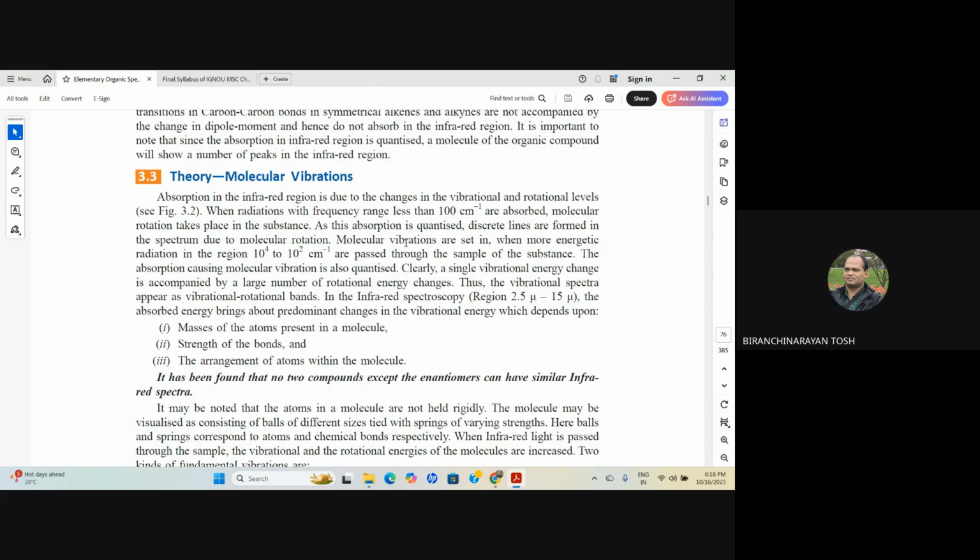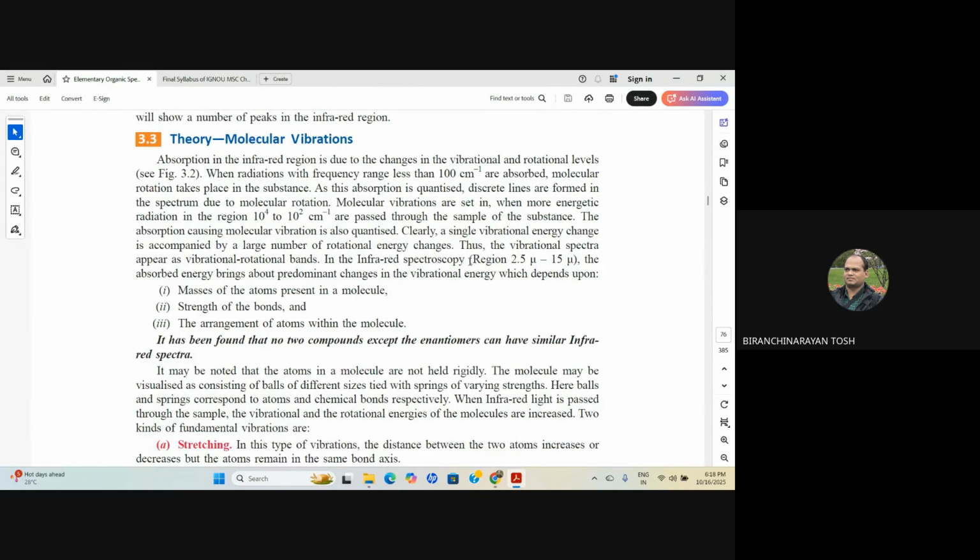As this absorption is quantized, discrete lines are formed in the spectrum due to molecular rotation. Molecular vibrations are also set in when more energetic radiation in the region 10 to the power 4 to 10 to the power 2 centimeter inverse is passed. That's why the vibrational rotational bands occur, and we get bands only.